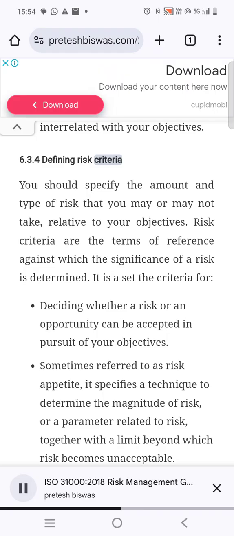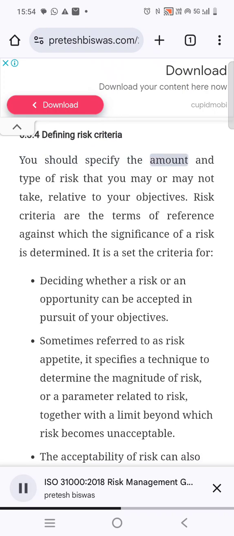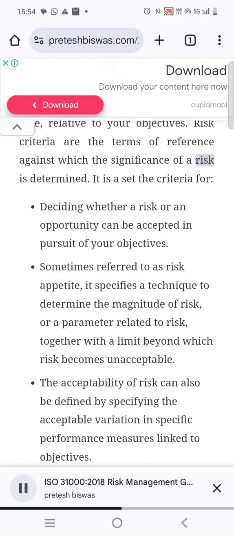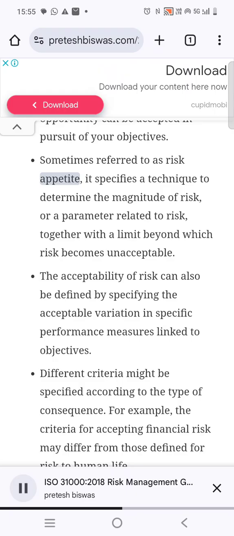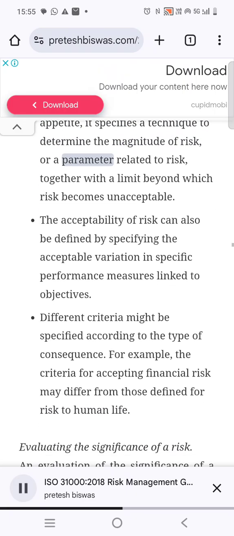6.3.4 Defining risk criteria. You should specify the amount and type of risk that you may or may not take, relative to your objectives. Risk criteria are the terms of reference against which the significance of a risk is determined. It is a set of criteria for deciding whether a risk or an opportunity can be accepted in pursuit of your objectives. Sometimes referred to as risk appetite, it specifies a technique to determine the magnitude of risk, or a parameter related to risk, together with a limit beyond which risk becomes unacceptable.